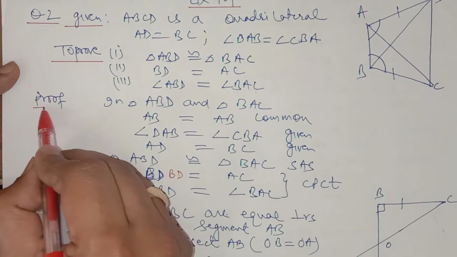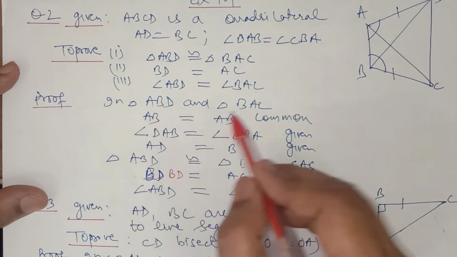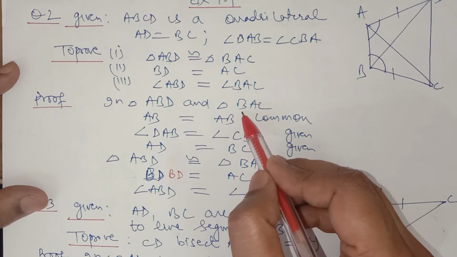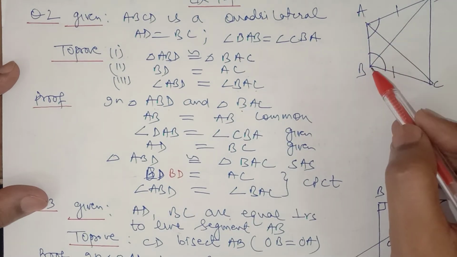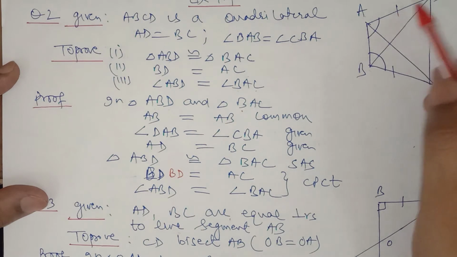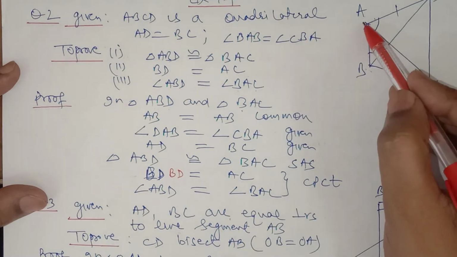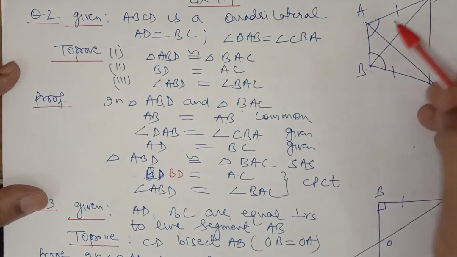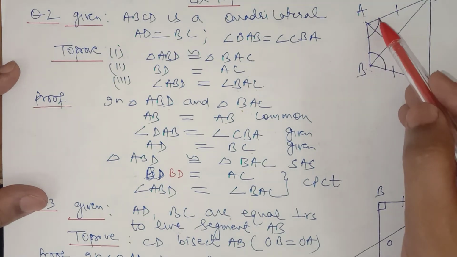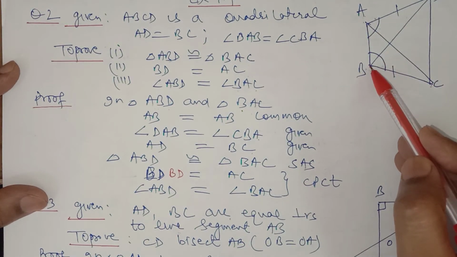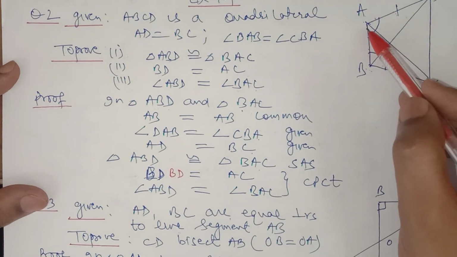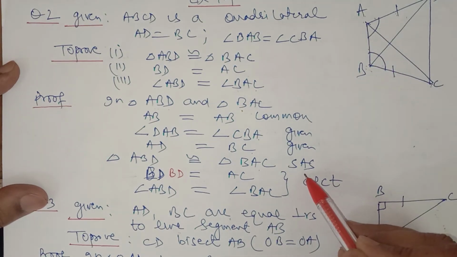You have to write like this, and the triangles you are proving congruent, you start like this: in triangle ABD and triangle BAC, we are proving they are congruent. So in this, AB is equal to AB, this side is common to both triangles, and angle DAB is equal to angle CBA. It is given they are equal, and it is given that AD is equal to BC. These three things are given. So by side angle side, these two triangles are congruent: side, this angle and this side, they are congruent by the SAS Congruence Rule.